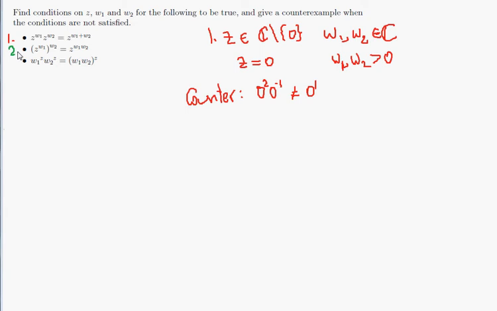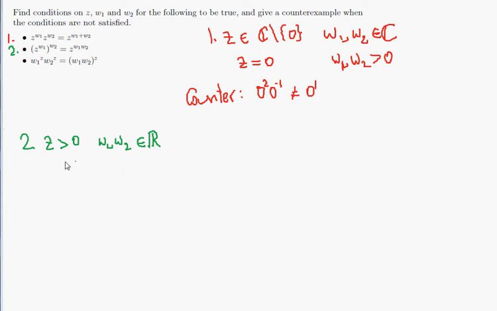Number 2, this law of exponents: z to the w1, raised to the w2, equals z to the w1 times w2. This one is true as long as z is greater than 0 and w1 and w2 are real numbers. Now we proved this one in class.